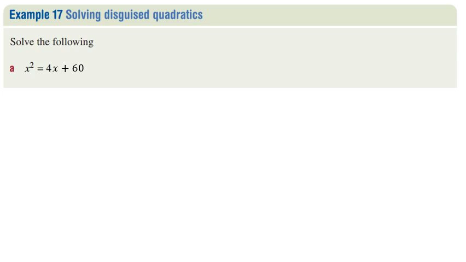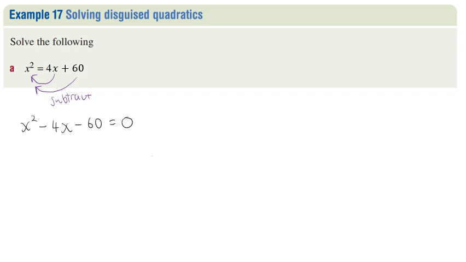Last example. So for this one here, we need to do the first step, which is rearrange the equation so the right-hand side equals 0. So to do that, I'm basically going to subtract both of these onto the other side. So I'll have x squared minus 4x minus 60, and I'm left with nothing on the other side, 0. So I've done the first step, which is to rearrange it.